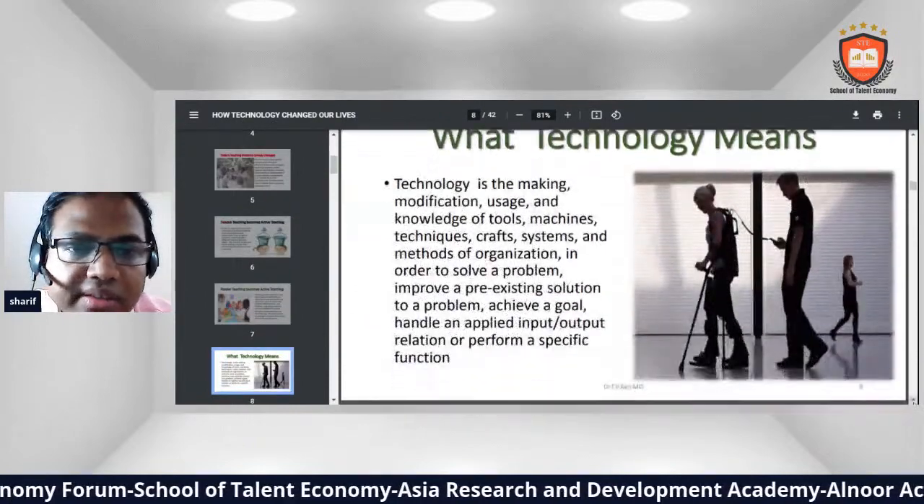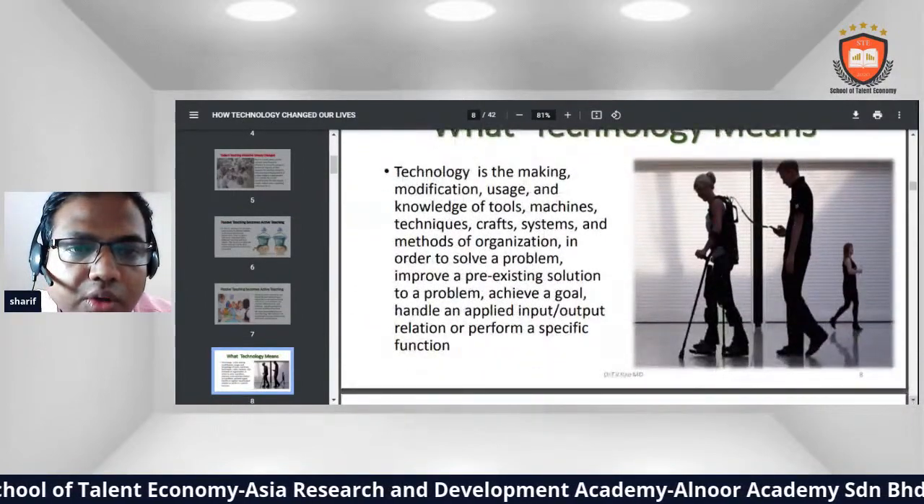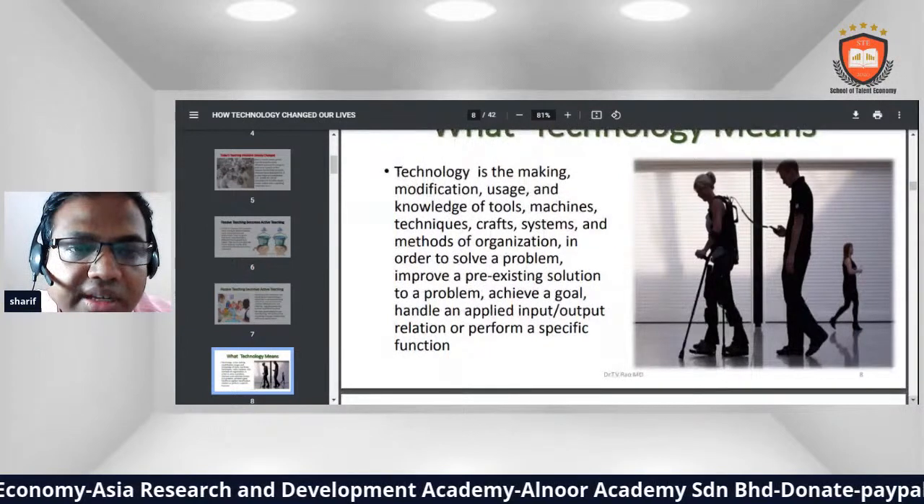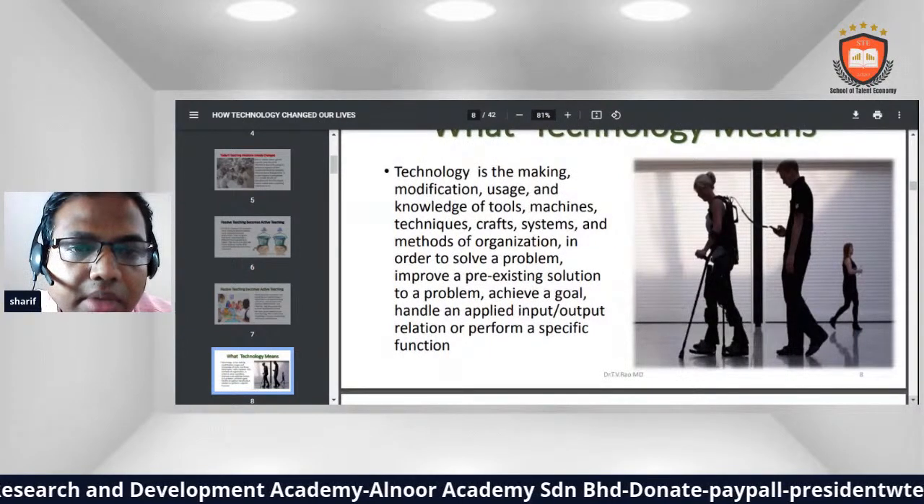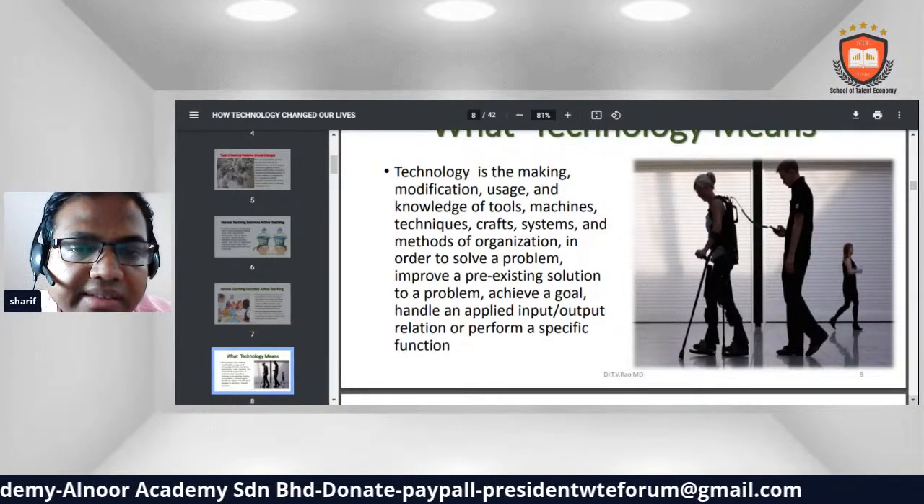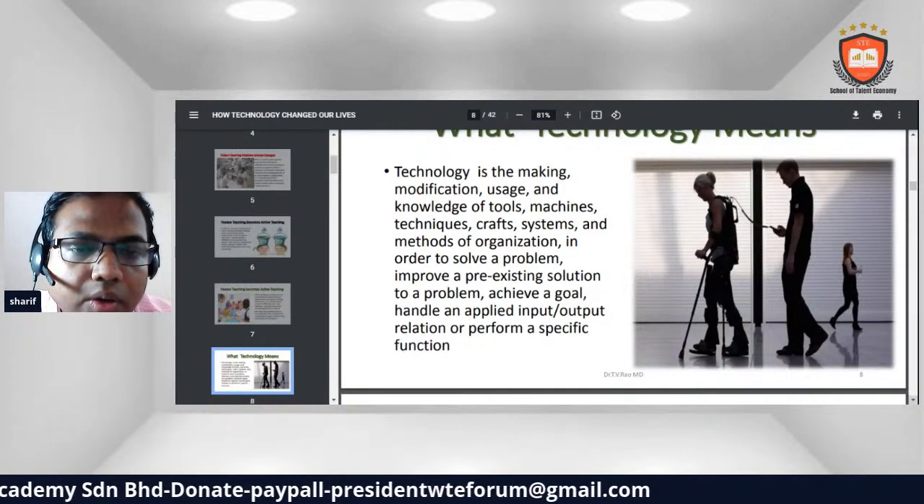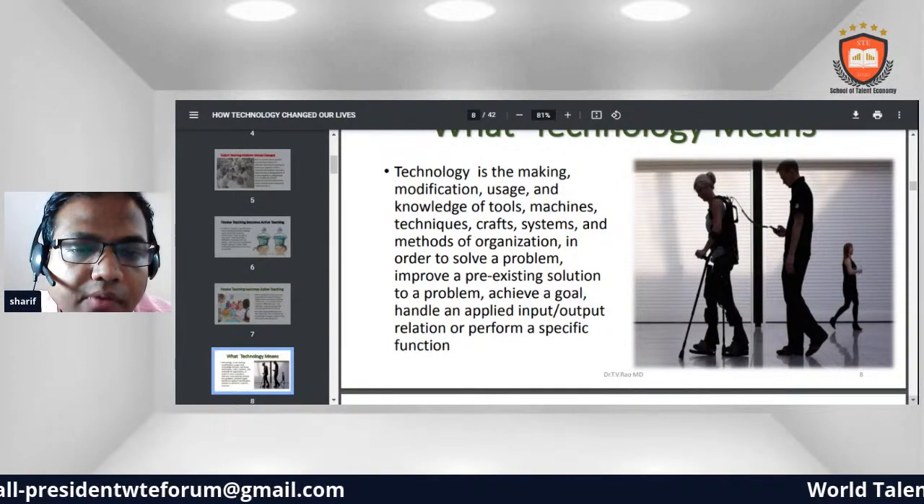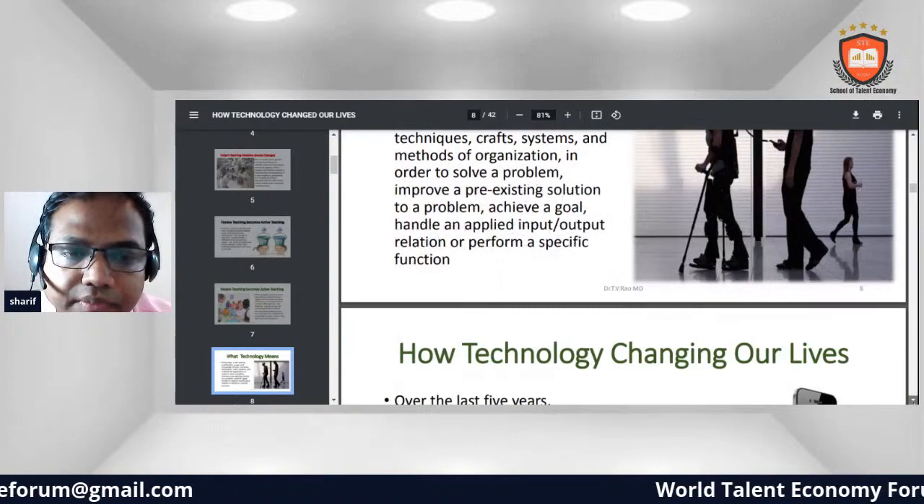What does technology mean? Technology is the making, modification, use, and knowledge of tools, machines, techniques, crafts, systems, and methods of organization, in order to solve a problem, improve a preexisting solution to a problem, achieve a goal, handle an applied input and output relation, and perform a specific function.